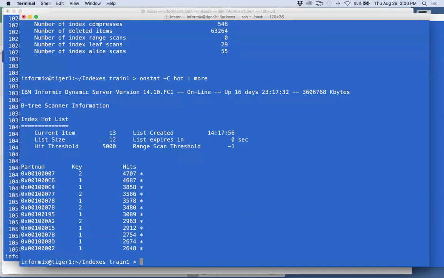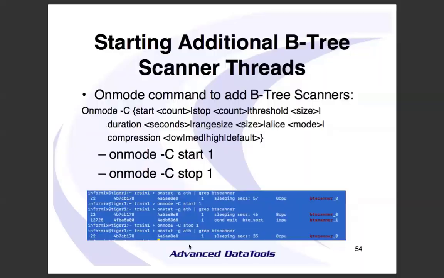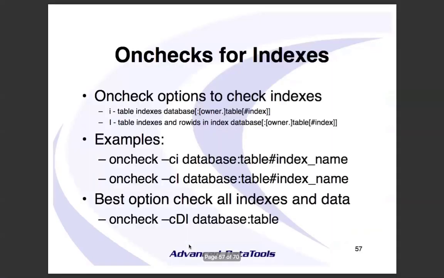When you see this getting big is when you need to worry. I don't have much cleanup work to do. So onstat -C hot tells you the index partitions that need to be cleaned up. Now, there are also oncheck options to check indexes.